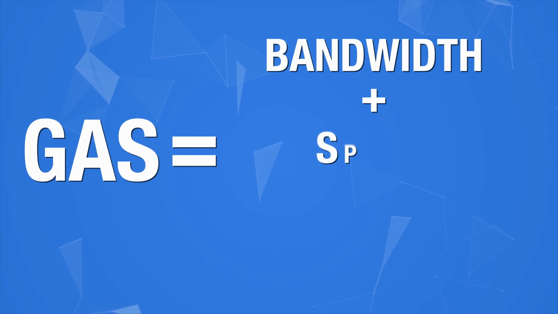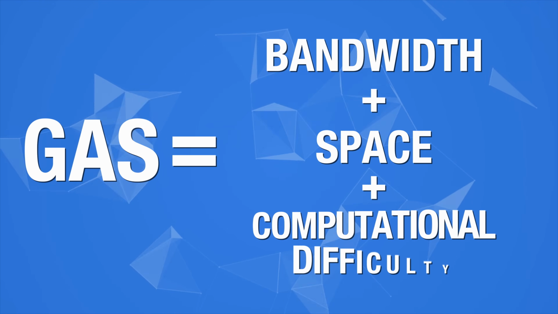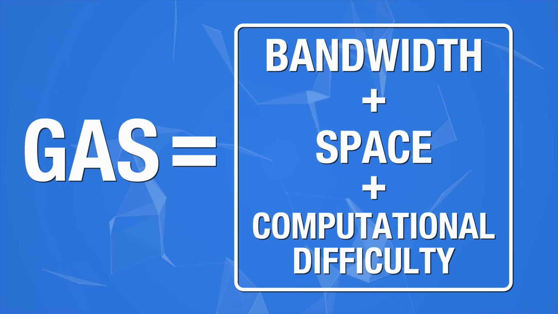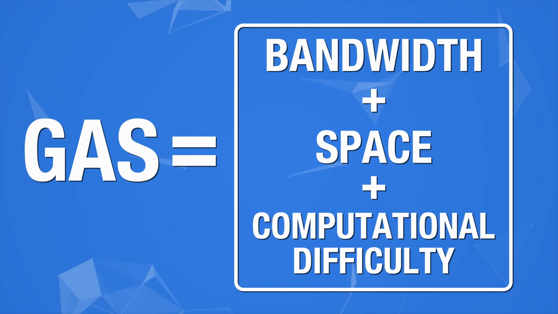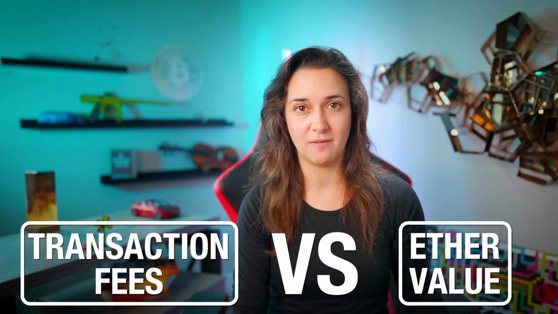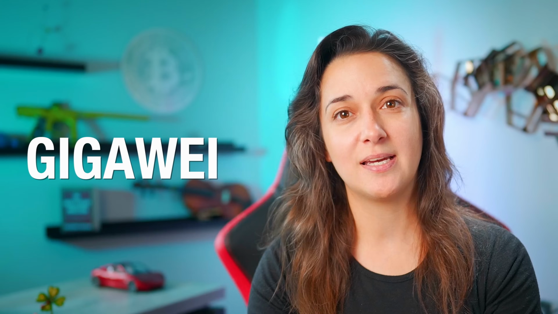What is gas? Gas considers the bandwidth and space requirements, as well as the computational difficulty of each transaction to calculate the amount of fees it will take to complete. The term gas was created to differentiate the cost of performing transactions on Ethereum from the actual value of the Ether cryptocurrency. So when executing transactions on Ethereum, we will see gas prices denoted in GWEI, which stands for GigaWEI.